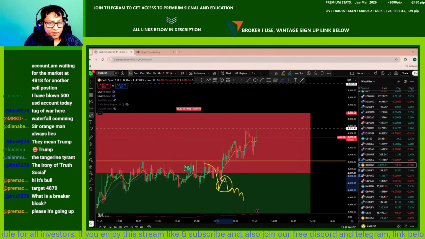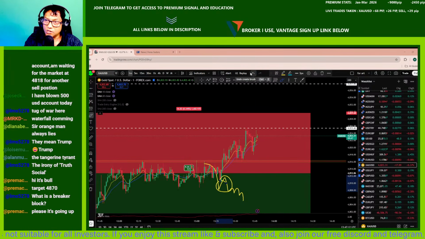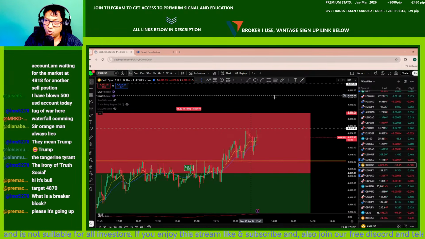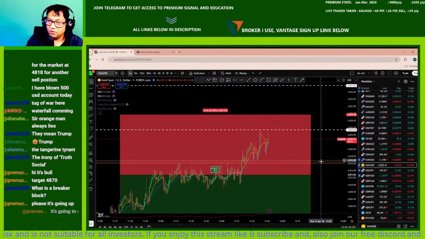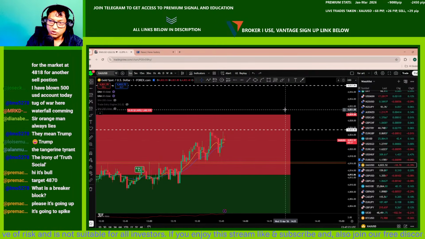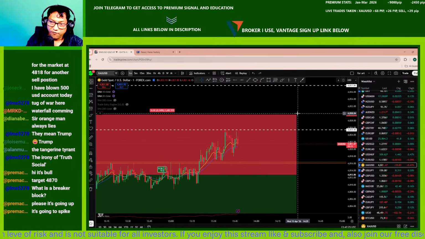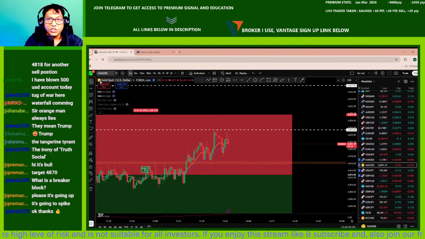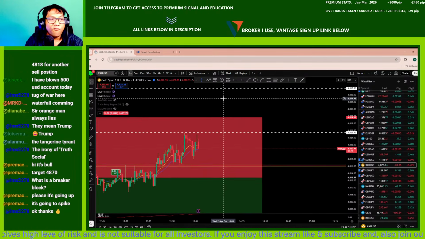That is what tells you that it's a breaker block. So the opposite of an order block, right? So that is the breaker block. Now that is the failed order block, right? So if the market fails the smart money order block, that is another way of saying false breakout.